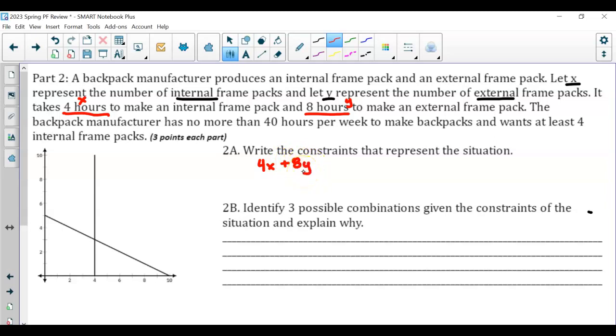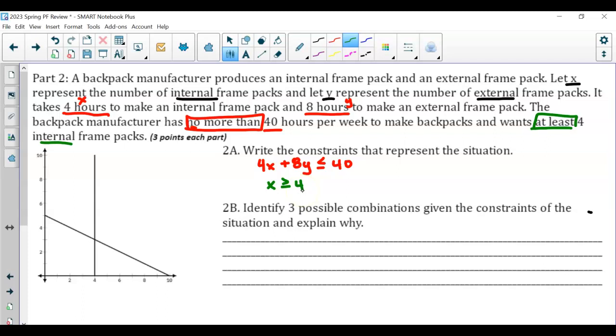And keep reading. The manufacturer has no more than 40 hours per week. So less than or equal to 40. So no more than. And wants at least 4 internal. Internal again was X. So X, because it's at least, greater than or equal to 4. So these are the constraints here that need to be written.